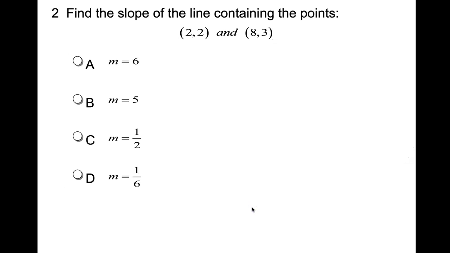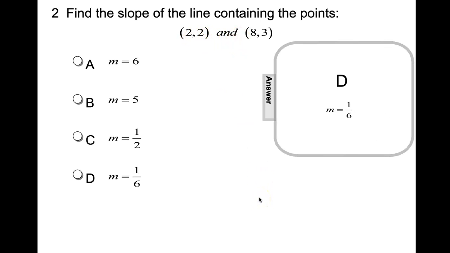Again, the same question: find the slope of the line containing the points. You should pause the video and solve this problem on your own, and then you can play the video. Okay, 3 minus 2 is 1, and 8 minus 2 is 6. My answer should be 1 over 6. Let's check my answer. Yes, option D, that's the correct answer. Great job if you got the correct answer. Let's go to the next one.